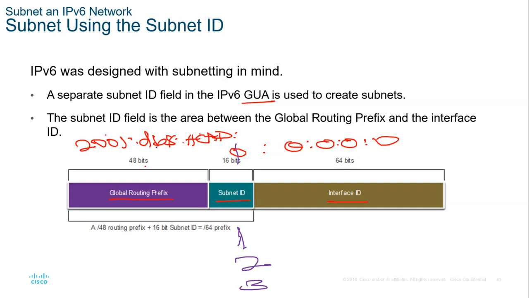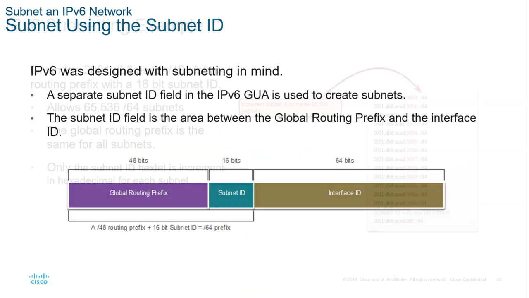So that is how you subnet in IPv6. It's not complicated. Maintain the global routing prefix, and then you keep changing the subnet ID to different values. From 0, as you can see, we started with 0, then 1, 2, 3, 4. So that is how you subnet.